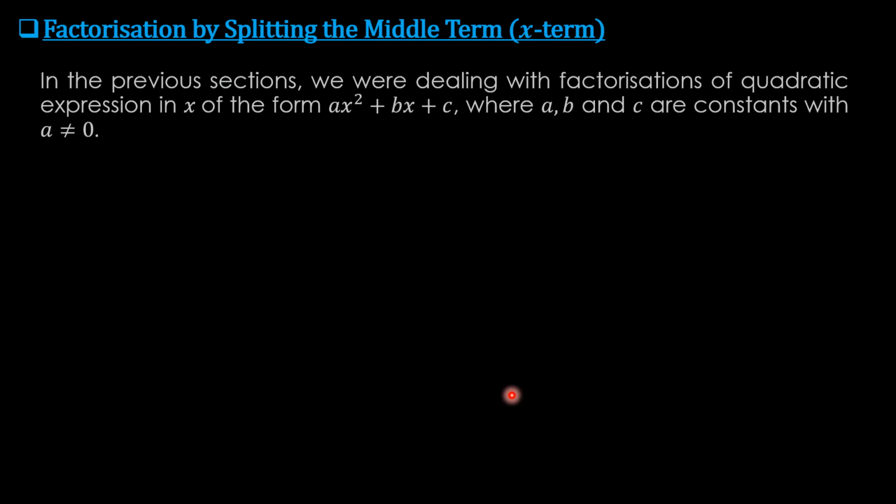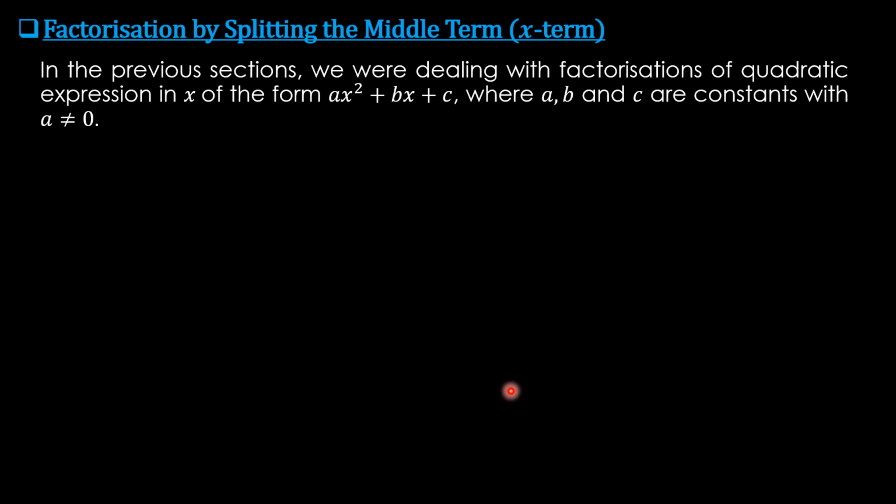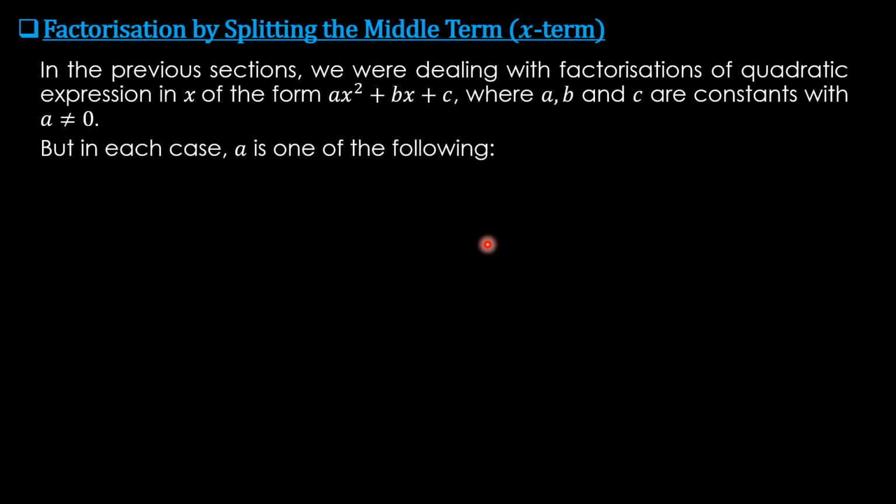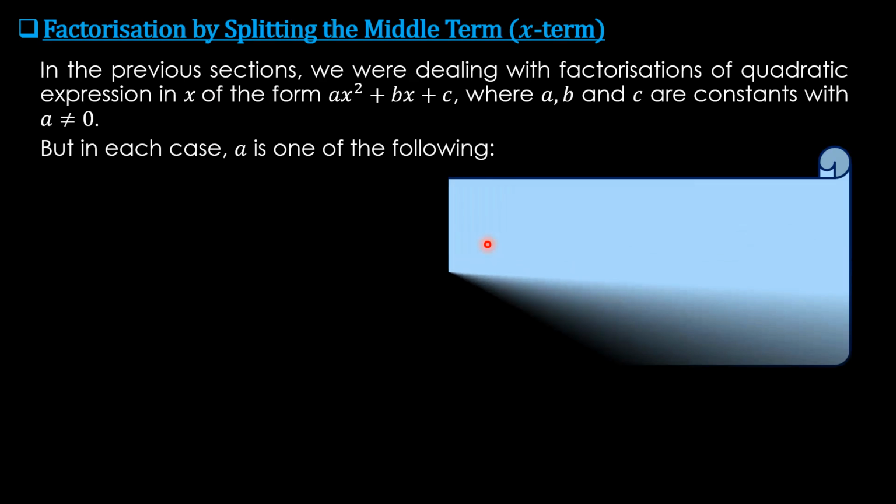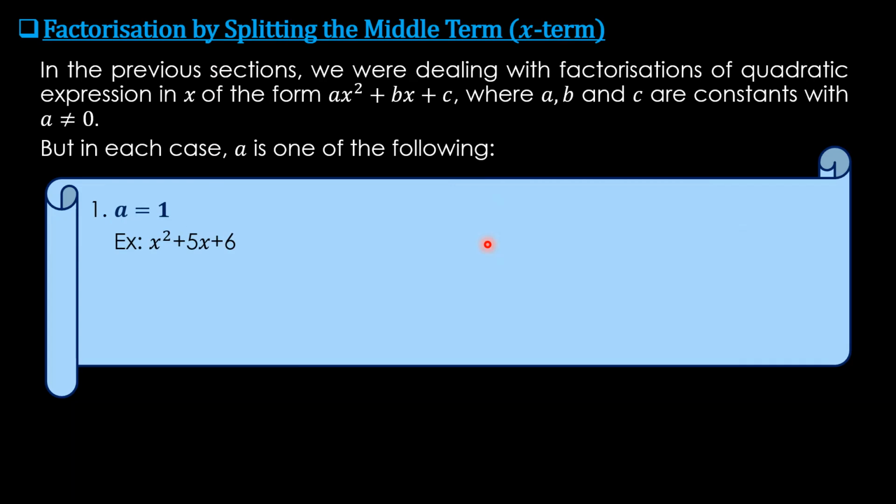Now factorization by splitting the middle term, or x term. In the previous sections, we were dealing with factorizations of quadratic expressions in x of the form ax² + bx + c, where a, b and c are constants with a not equal to 0. Now in each case, a was one of the following. For example, a equal to 1, like x² + 5x + 6. Here we can see a equal to 1.